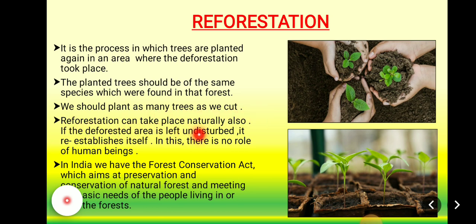Reforestation can take place naturally also. If the deforested area is left undisturbed, it reestablishes itself. In this, there is no role of human beings. In India, we have the Forest Conservation Act, which aims at the preservation and conservation of natural forest and meeting the basic needs of the people living in those forests.